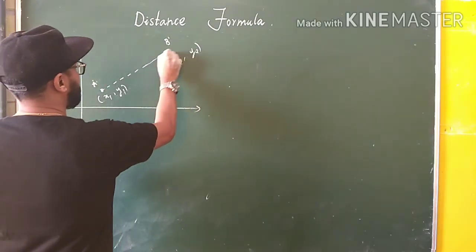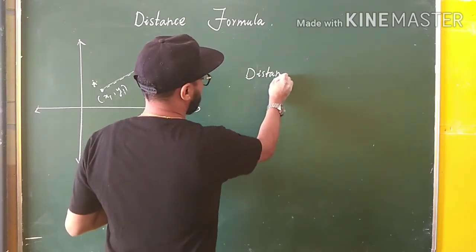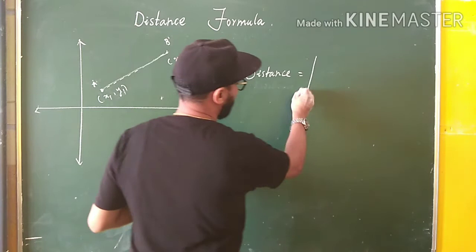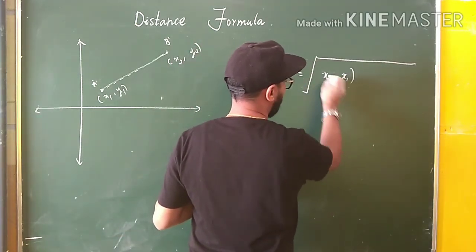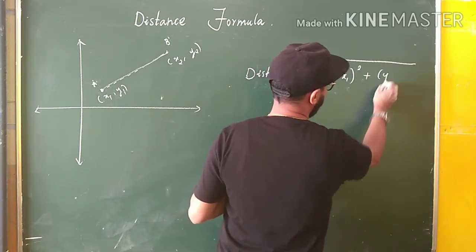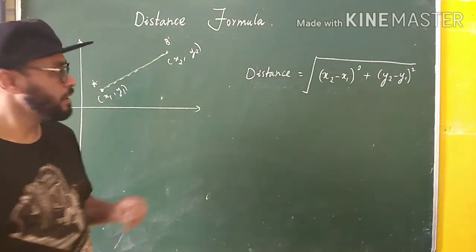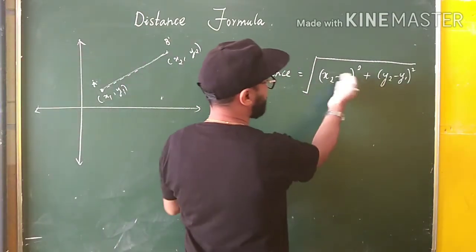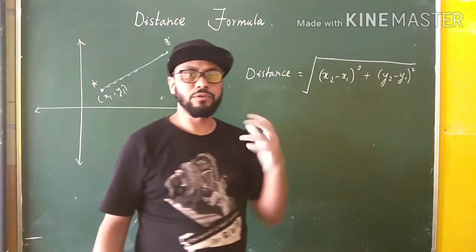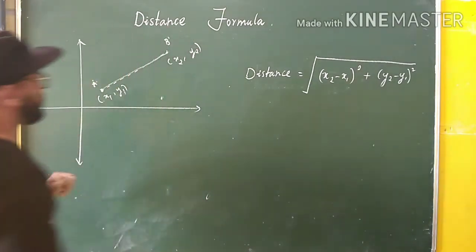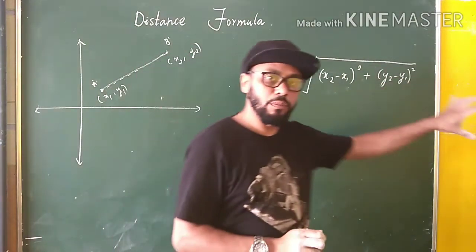Now, the formula to find the distance between any 2 points is given by the square root of (x2 minus x1) whole square plus (y2 minus y1) whole square. Clear? In some books you might find x1 minus x2 here, and that is also true because we have a square here, so it doesn't matter. So we'll use this formula to solve the exercise.